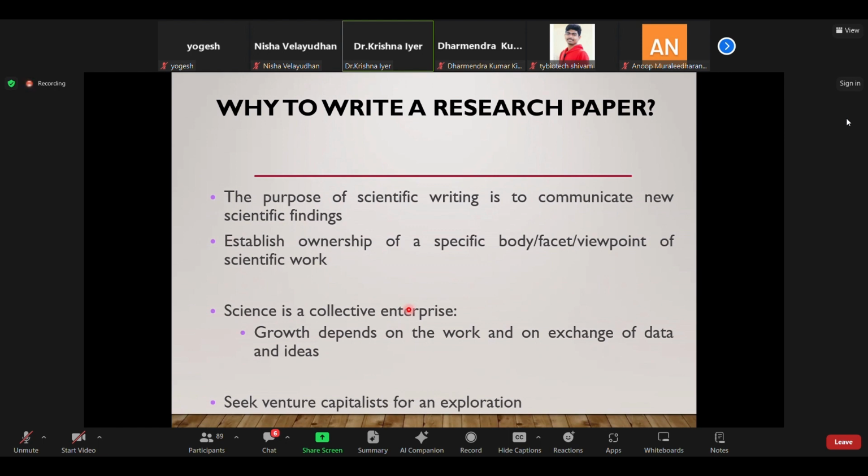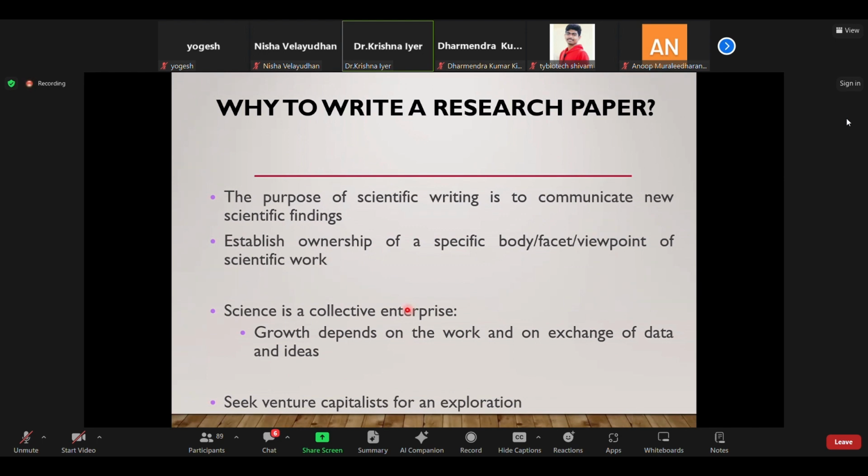Most of us fall under the category where we look at things which have been done by others as a starting point and maybe add to it, and therefore we become part of this collective which is working towards increasing the knowledge that is present on the earth or in the universe. Okay, and the overall growth of science depends on the work and exchange of data and ideas, and that's the reason why we publish and share our findings with others.